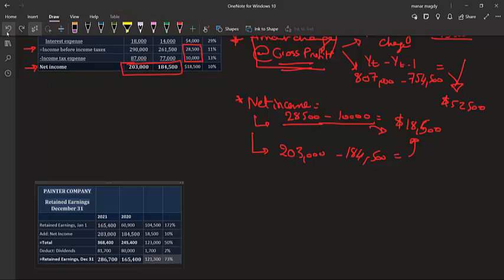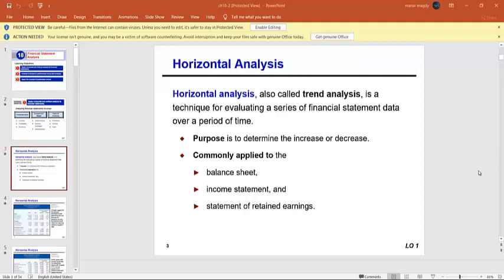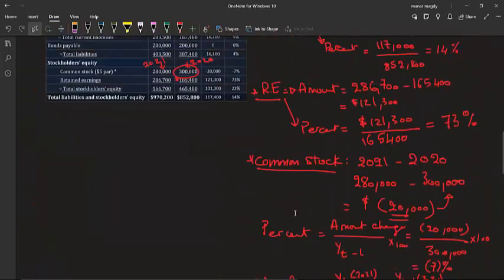So the total amount of retained earnings is as follows. What we have been doing previously was horizontal analysis, and your sole purpose is to determine whether there is an increase or decrease in the financial statement data over a specific period of time. This is applied on the balance sheet, income statement, and statement of retained earnings. Let's continue to the second requirement.